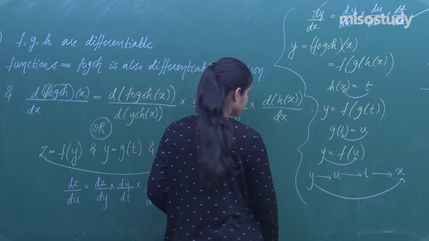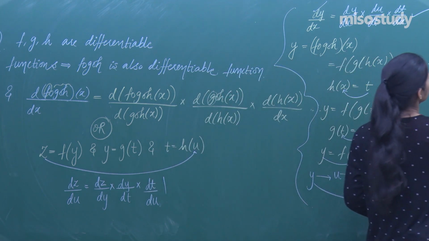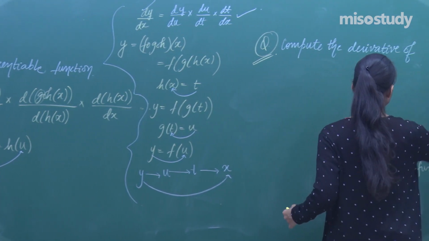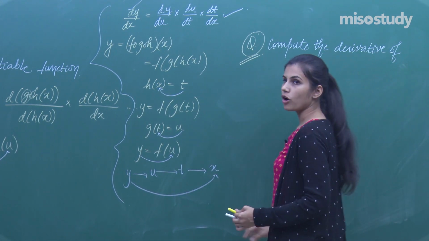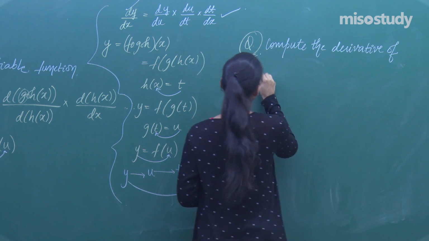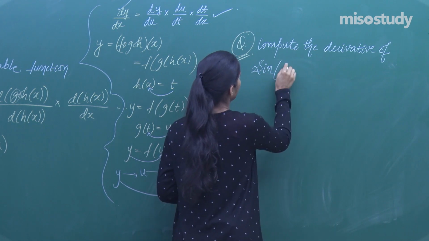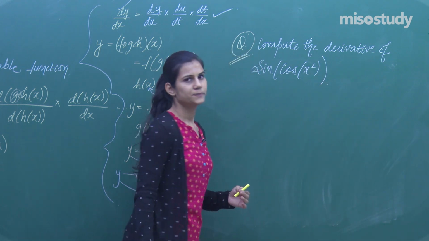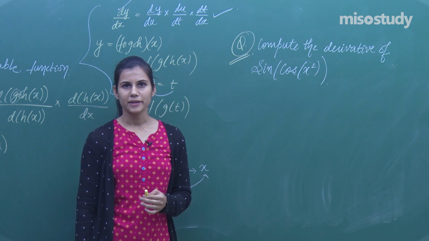Pick up this question and try to compute its derivative with the help of the chain rule for composition of 3 functions. It's sine of cos of x square. And we'll be discussing it in the next lecture.